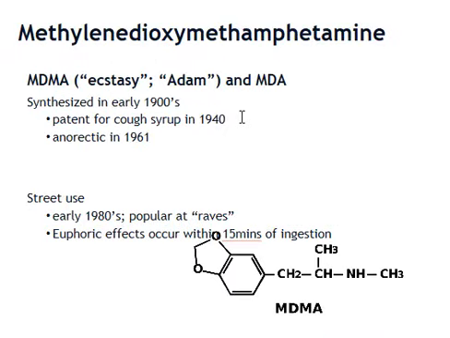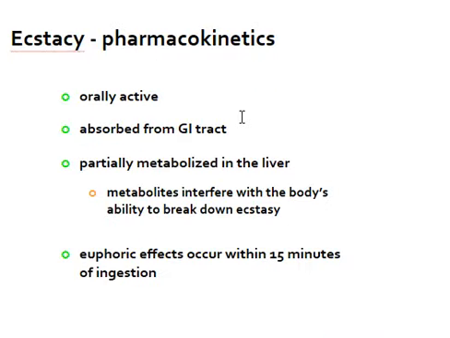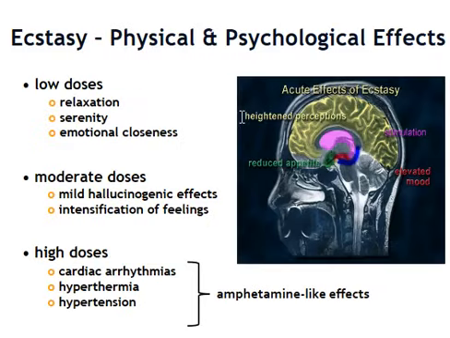They can be increased. The kinetics of ecstasy tell us that it's orally active. You can see relatively nice absorption in the GI tract. There's liver biotransformation or metabolism. And ironically, the metabolites that are made by the body actually interfere with the body's ability to break down more ecstasy. So, that's really scary. The euphoric effects occur within about 15 minutes, as I said, of ingestion.